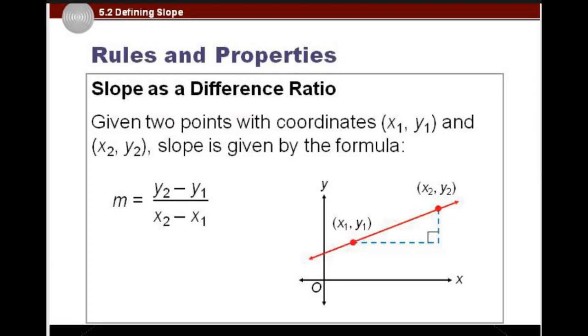You see it's the same diagram. But this time, instead of the word rise and run, we have x2 and y2. And the second point is x1 and y1.